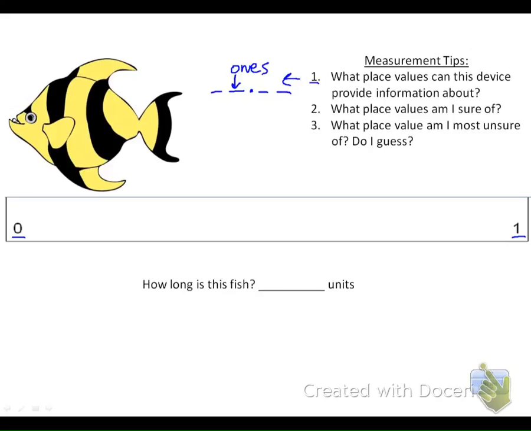The next question is, what place values am I sure of? Well, it starts at 0 in the ones place, and I know by looking at this fish that it is definitely larger than 0. Oh, and by the way, it's also less than 1. So I am sure about the ones place. In fact, I can go ahead and fill that in with a number. It is larger than 0, but less than 1.